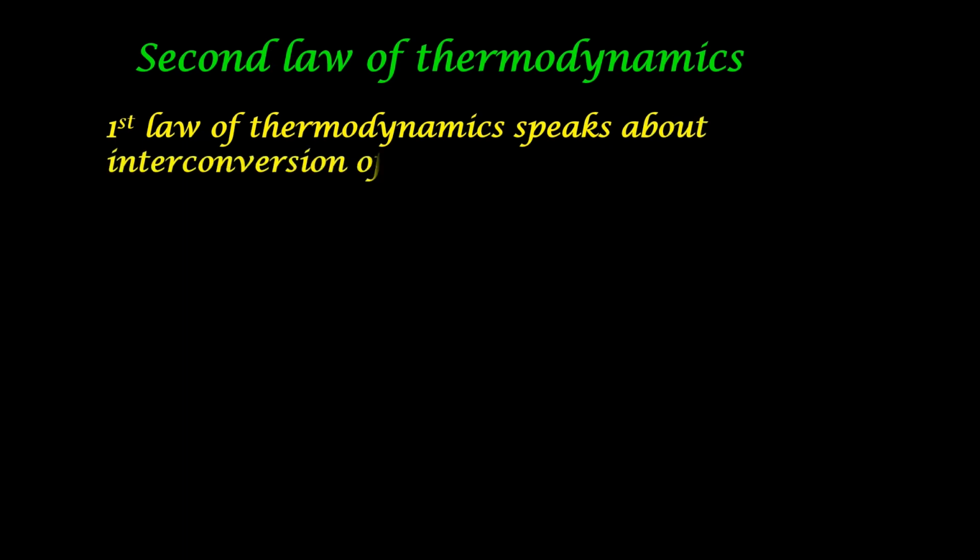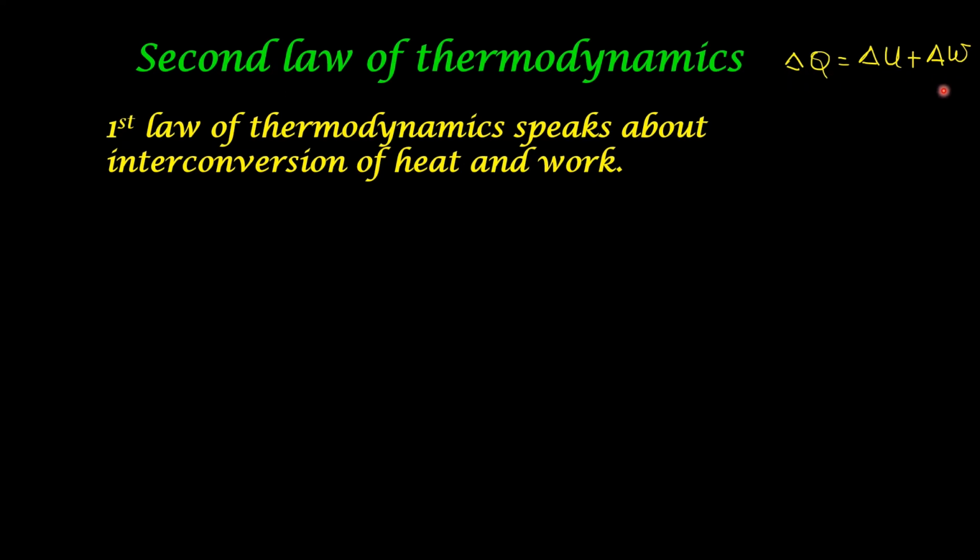We will analyze that. The first law of thermodynamics speaks about the interconversion of heat and work. What does that law state? What is the mathematical representation? Delta Q is equal to delta U plus delta W. That is, when a certain amount of heat is supplied to a system, part of that heat is utilized to increase the internal energy of the system and part is used for doing work.